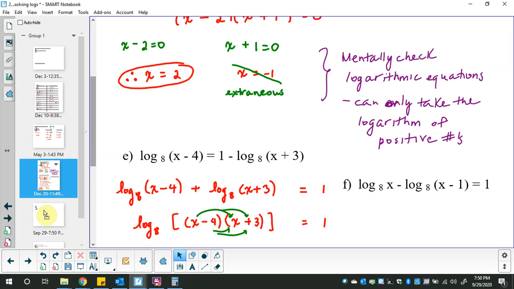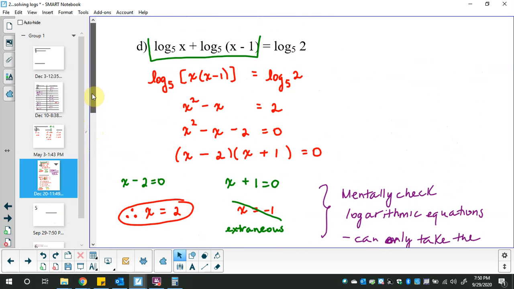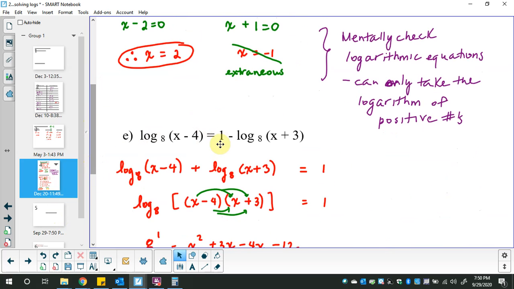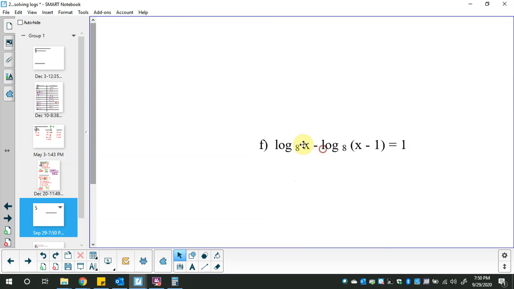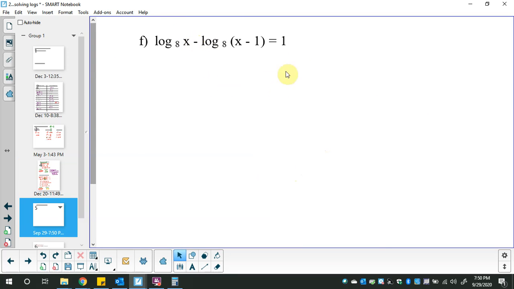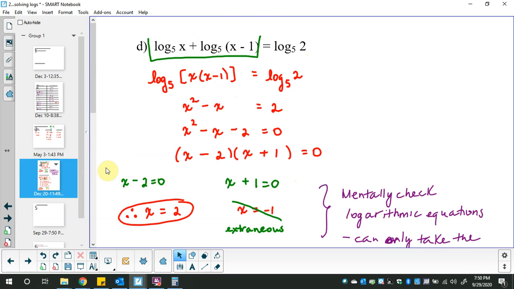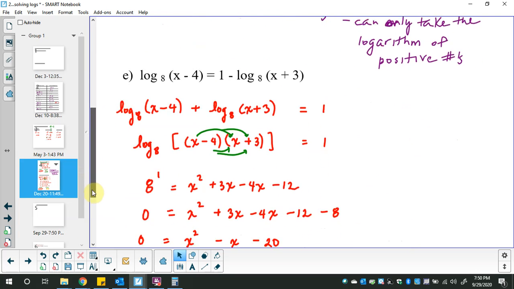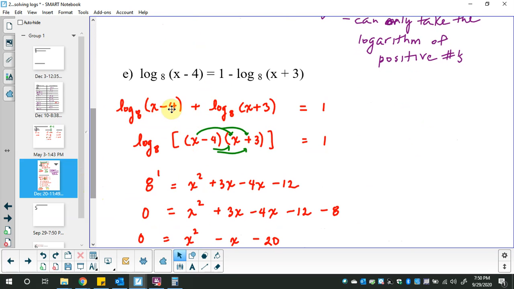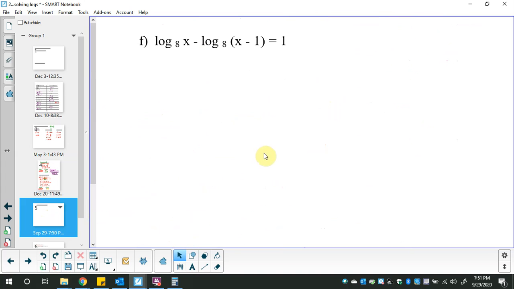So this is more like E than it is like D, because D has all parts log base 5. E had one part that wasn't log base 8. This has one part that isn't log base. But if you can see, compared to E, step 1 is done for us. We have all the logs on one side, all the non-logs on the other. This one's set up a little bit better.